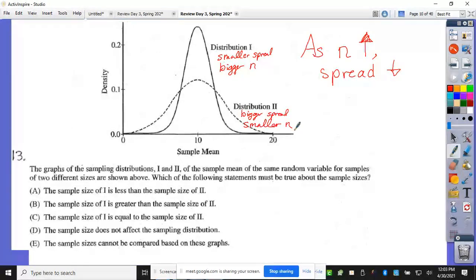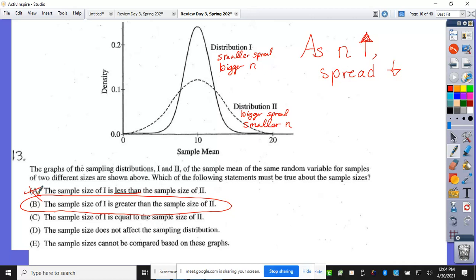So A, the sample size of 1 is less than, is that true or false? False, so that's the bigger one. The sample size of 1 is greater than the sample size of 2. Let's go. This one says they're equal, they're obviously not. This one says it doesn't affect it, not true at all. This one says we can't compare them, which is also not true.